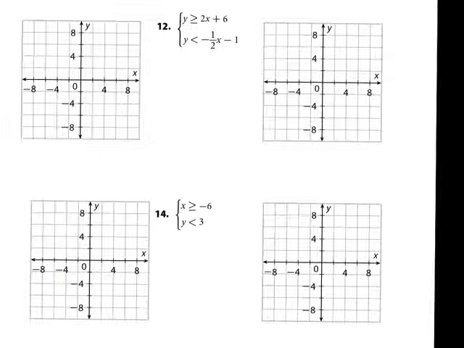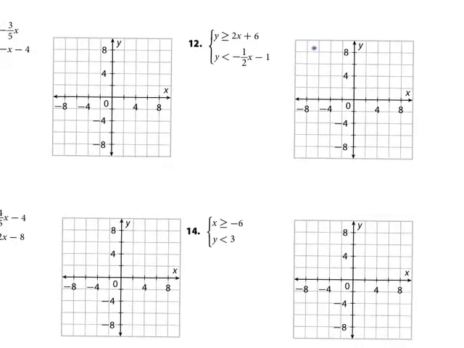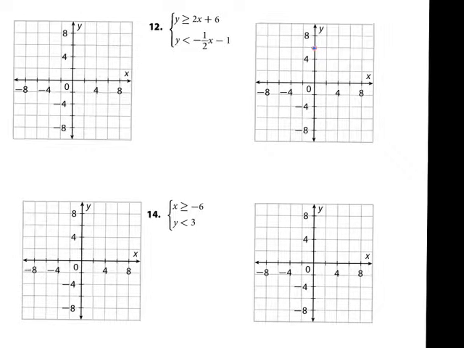I am going to work on number 12 and number 14 with you. So on number 12, we have a y-intercept of 6. So 2, 4, 6. I'm going to put a point there. Okay, our point is now on the graph. Now our slope is 2. So our slope is really 2 over 1, which means I need to go up 2 and right 1. So from there, I am going to go up 2 and right 1, which is halfway. So I'm going to put a point here.